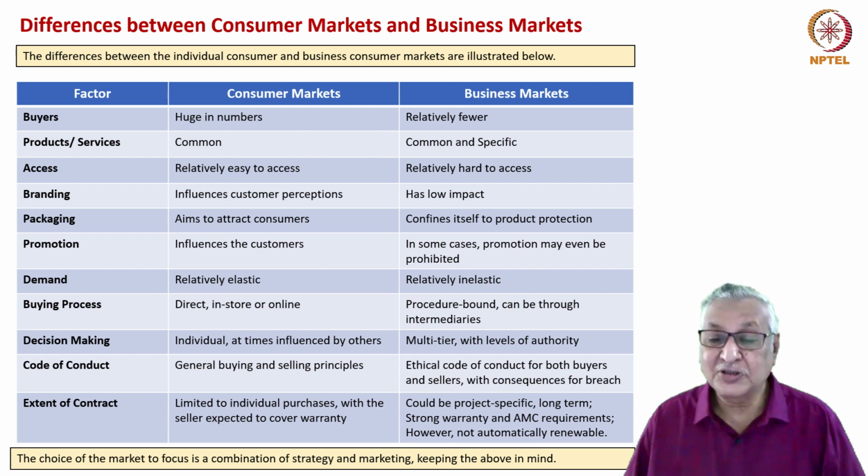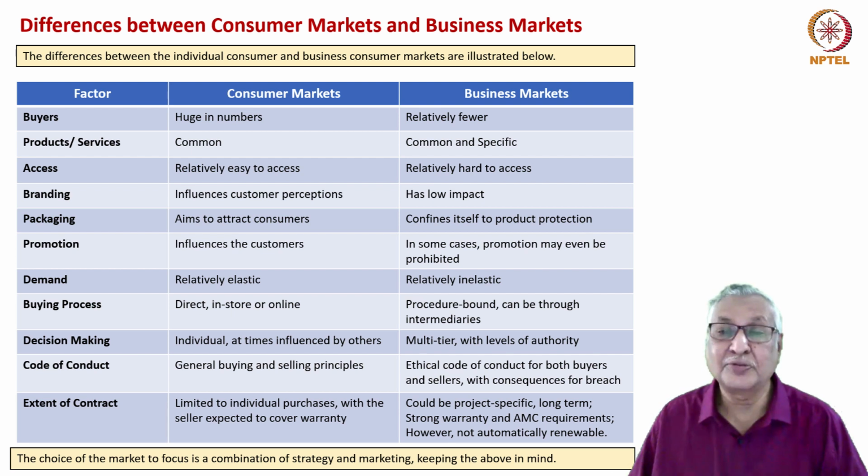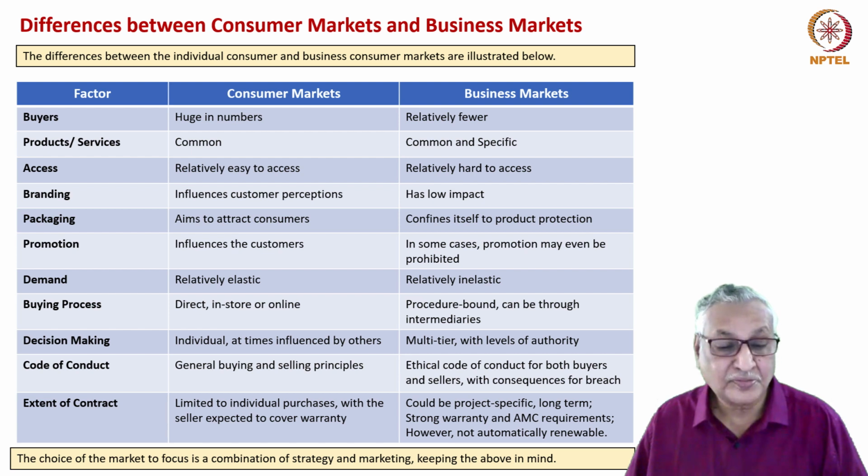In respect of business markets, it could be project specific extent of contract. It is long term. There would be strong warranty and AMC requirements, however, not automatically renewable. In certain product categories for consumers, such as white goods, there tend to be AMCs as well, that is, annual maintenance contracts offered by the manufacturer, which makes life easier for the consumers.